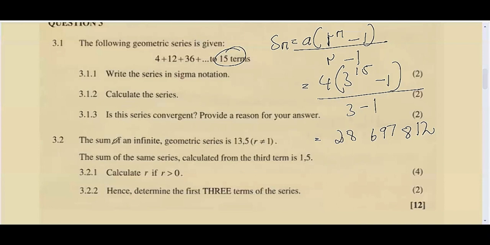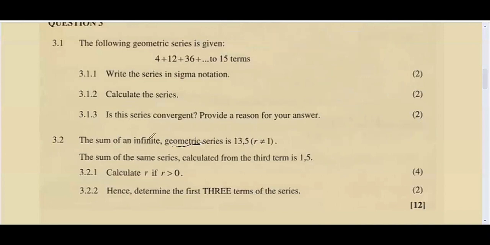numbers, right? Then 3.2 says the sum of an infinite geometric series is 13.5. Now note this, whenever they tell you that a geometric series is infinite, that means whatever value they give you there for the sum is actually the sum to infinity. So they say the sum of an infinite geometric series is 13.5. That means your sum to infinity is 13.5, right? Now they mention that your r should not be equal to 1, because we know if your r is equal to 1, then this whole thing falls off, right? Because it will be undefined.